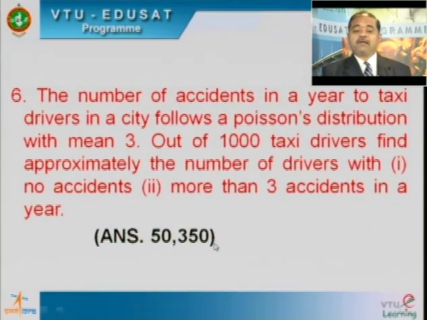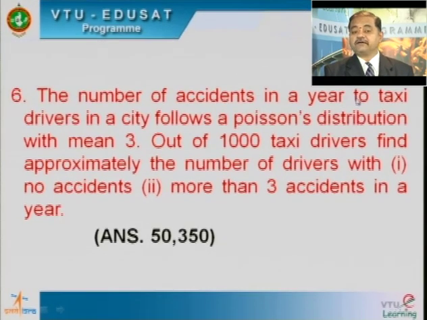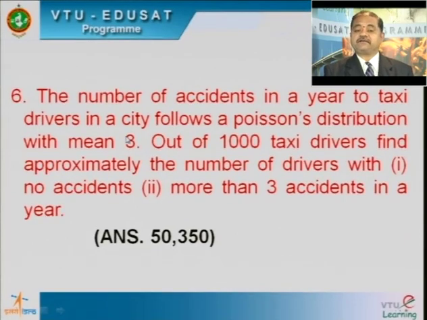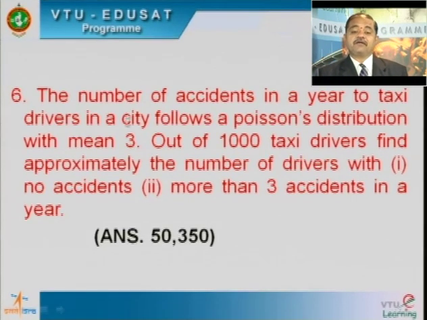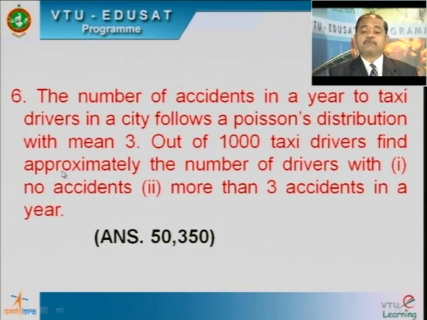Same way, one more problem to find the approximate number only. The number of accidents in a year to a taxi driver in a city follows a Poisson distribution with mean 3. Directly the mean value is given, so lambda is equal to 3. Out of 1000 taxi drivers, find approximately the number of drivers with no accident, and more than 3 accidents.